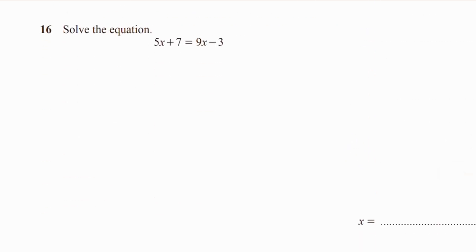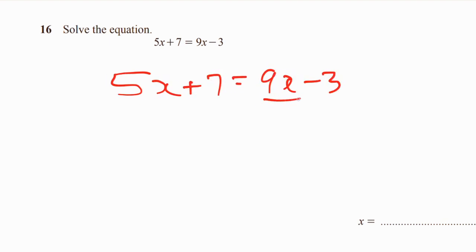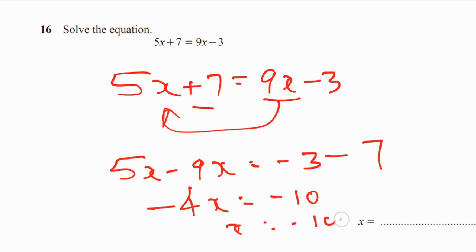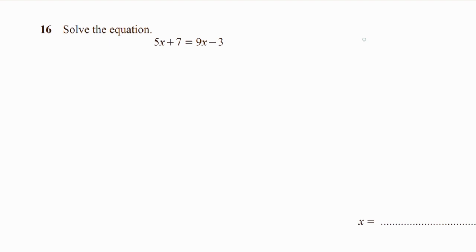Solve the equation. This is a linear equation of one variable. So 5x plus 7 is equal to 9x minus 3. Just transfer this value to this side. So 5x minus 9x is equal to minus 3 minus 7, because plus 7 when you transfer to that side becomes negative. So minus 4x is equal to minus 10, or x is equal to minus 10 divided by minus 4, which is equal to 2.5. So the value of x is 2.5, which is positive.